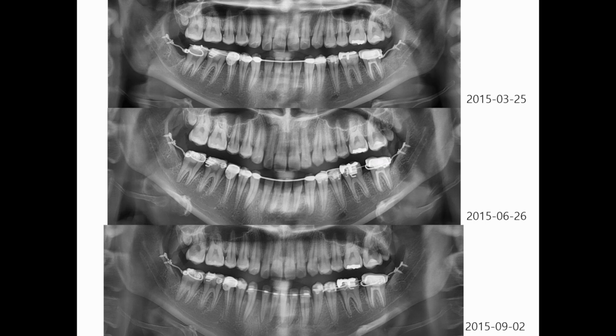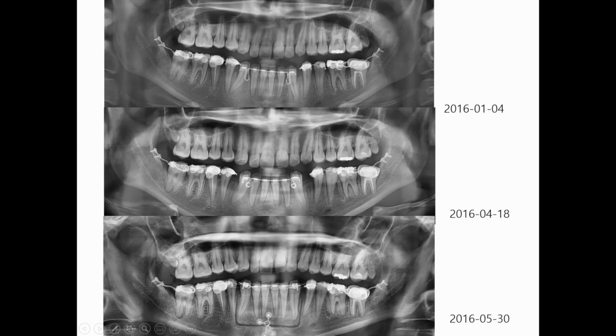And then the corticotomy is done through a small bur. Sometimes corticotomy by piezo machine is possible. So in the surgical approach, we have very, very different styles.